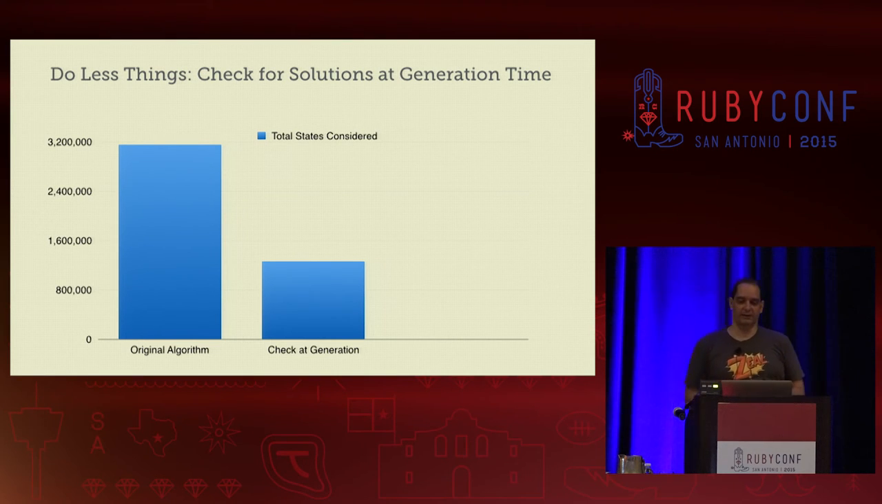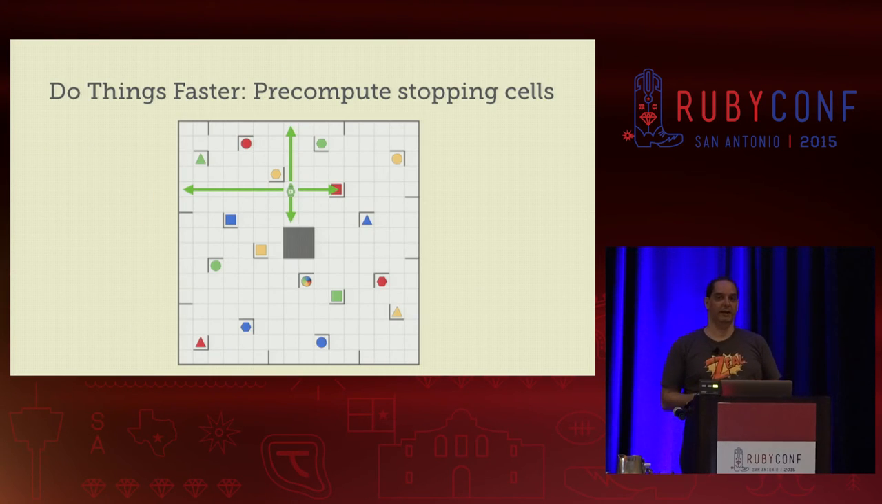And so what I did is at the beginning of the solver, I take the board and I compute, if there's no other robots in the way, where would I stop from any given cell? Where would I stop going in any of the four directions? I'm trading off space for time. I'm taking up a little more storage space to store this graph or chart of stopping cells, but that's going to allow me to have more speed in my algorithm. And I wasn't running out of memory, so I was okay making this trade-off.